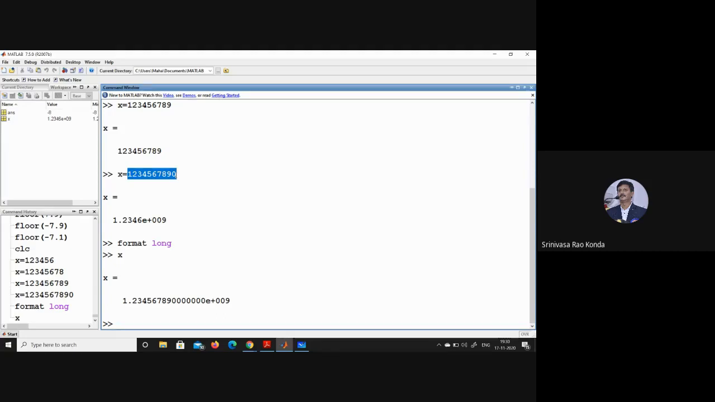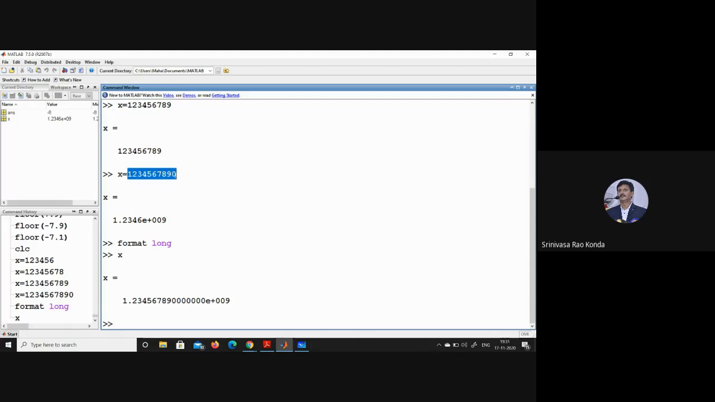MATLAB is always set up to display integers exactly. However, if the integer is too large, it displays in scientific notation. That is what we call floating point notation, whatever it means. Scientific notation, that is a good, nice word. Scientific notation with 5 digits. Okay, with 5 digits.